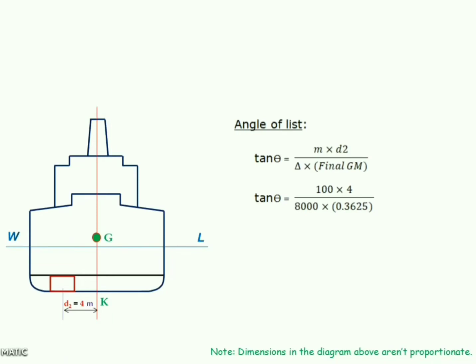Solving the expression now for theta will give us theta equal to 7.853 degrees, which is equal to 7 degrees 51 minutes and 11 seconds. Hence, the ship will acquire an angle of list equal to 7 degrees 51 minutes and 11 seconds in the opposite direction.